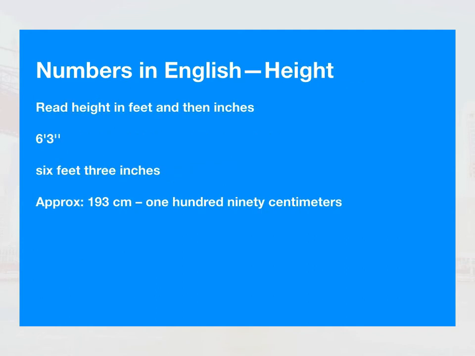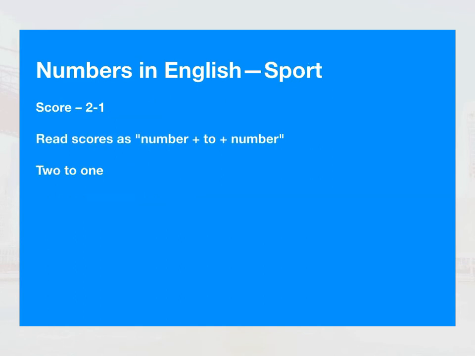Height or length, we're going to read the height in feet and then inches. So this is how we notate 6 feet 3 inches, which is approximately 193 centimeters. And that happens to be how tall I am. For those of you who like sport, for a score, we will say 2-1. We read the scores as number to number. So 2-1 in this case.